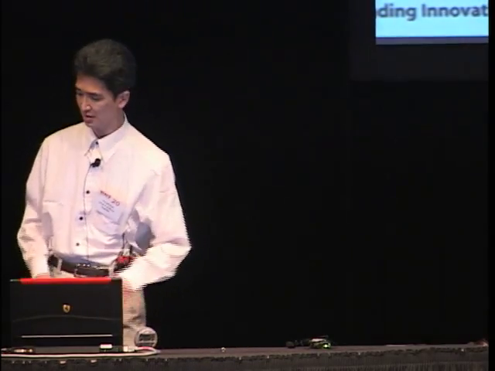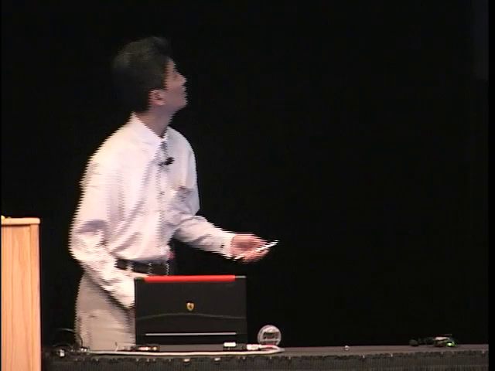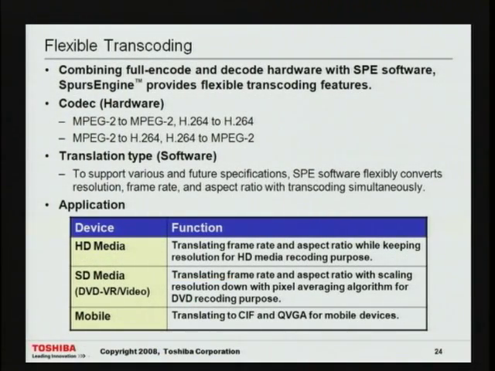I have a question regarding the transcoding. What kind of contribution does the SPE make for transcoding? As I mentioned, the SPE converts the size of the frame or the frame rate, while the encoder and decoder are separate. The SPE processes the intermediate images, for example, the size of the image. Does it work as a front end and back end, or is it intermediate? Intermediate processing only.